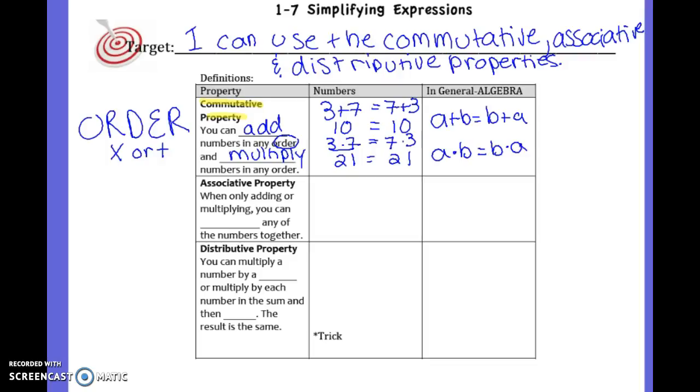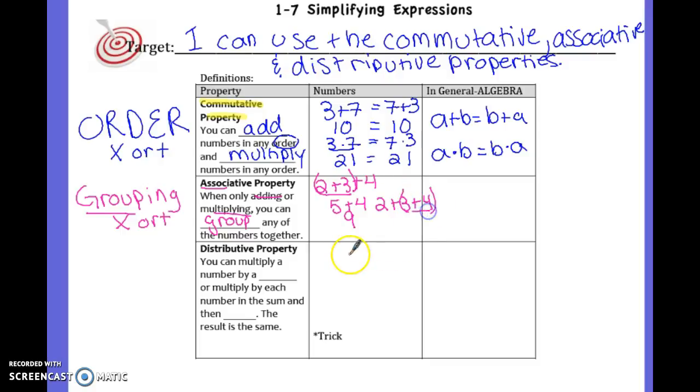The associative property, when adding or multiplying again, means that you can group any of the numbers together. So when you think associative, think grouping. And again, it's only with multiplication or addition. Think, who do you associate yourself with? Who is your group of friends? So for instance, if you had 2 plus 3 plus 4, let's group together the first two and do our parentheses. 5 plus 4 is 9. But that wouldn't change if I would have grouped together the 3 and the 4. Then you'd have 2 plus 7, which is 9.